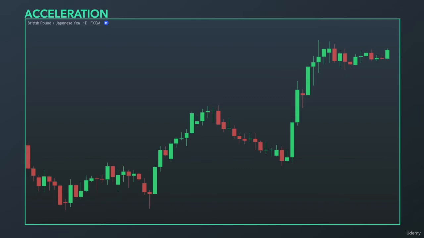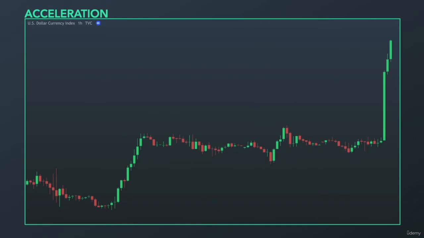GBPJPY daily time frame. So price held this level and then moved to the upside. So this is our acceleration. So if you did not enter long from here, you've already missed the move. And it is also not a good sign to enter short, let's say somewhere here, because you are fighting this momentum to the upside. So after this impulsive move, price entered into a corrective move and then again accelerated to the upside.